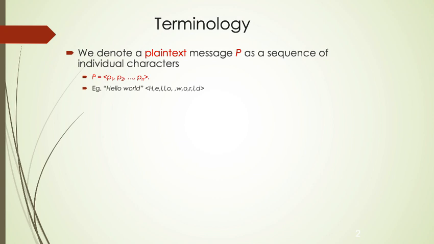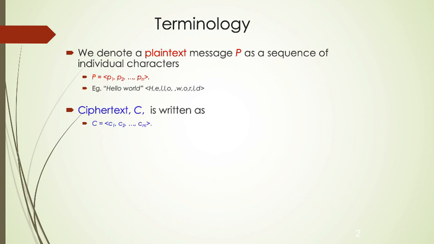The original form of a message is known as plain text, and the encrypted form is called ciphertext. So for convenience, we denote a plain text message, P, as a sequence of individual characters, P1 to Pn. Similarly, ciphertext is written as C, the set of C1 to Cm. Note here that m and n might not be equal, since we don't know what the crypto function will do.